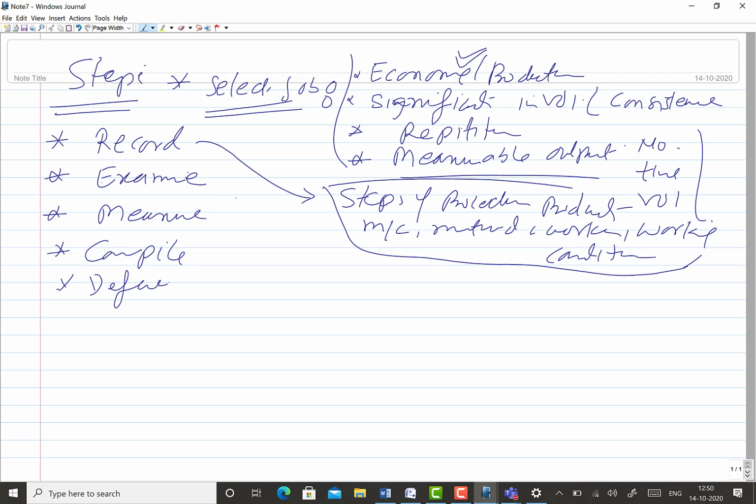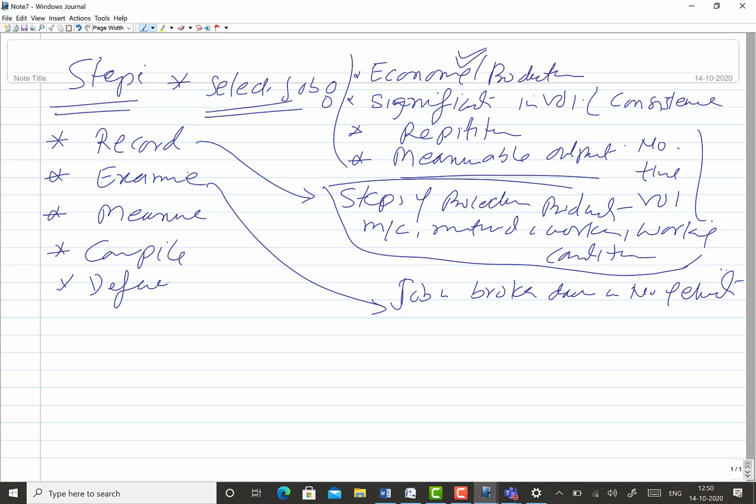Then examine in work measurement is completely different than what we have seen earlier. Here the job is broken down into a number of elements.